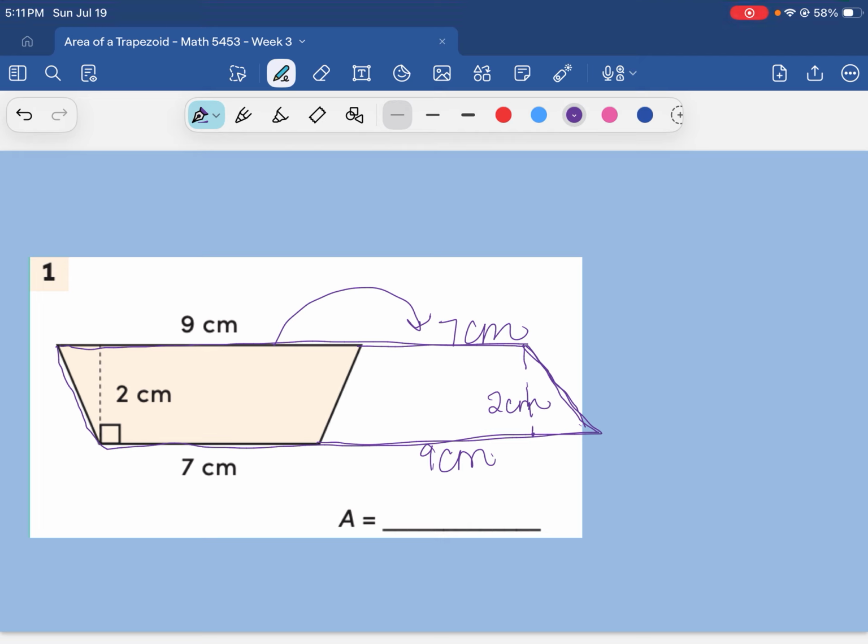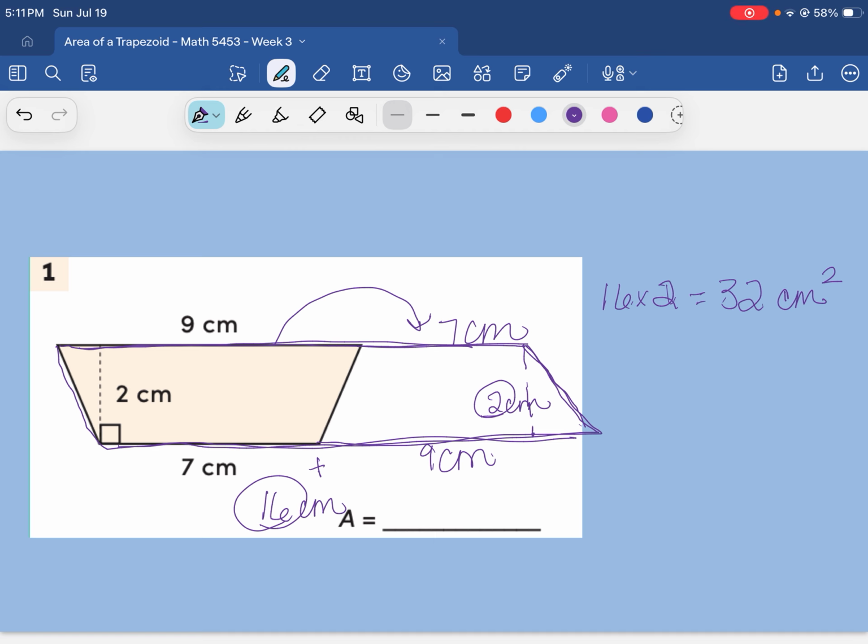So you can solve to find the area of a parallelogram. You would find the base times the height. We could use either of these sides. We'll use this bottom side, and we'll think 7 plus 9 equals 16 centimeters. In order to find the area of this parallelogram, we'll take 16 times 2, which equals 32 centimeters squared.